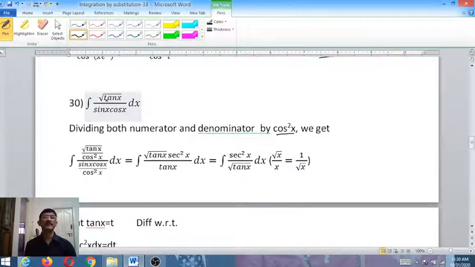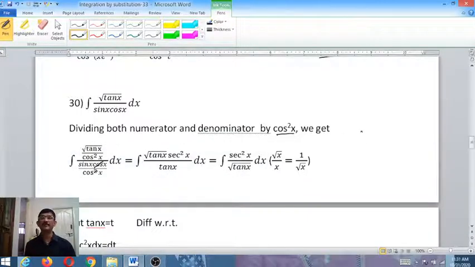Numerator is root tan x. Denominator is sin x cos x. Divide root tan x by cos square x and divide sin x cos x by cos square x. Here one of the cos x gets cancelled. What remains is root tan x by cos square x, and 1 by cos square x is secant square x, and sin x by cos x is tan x.